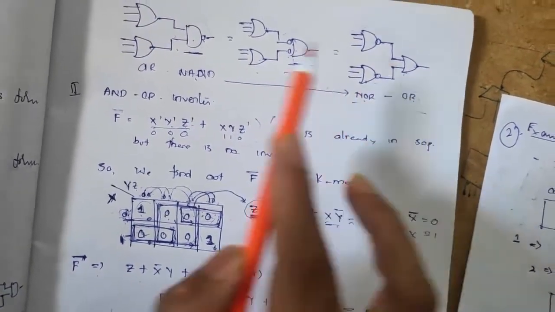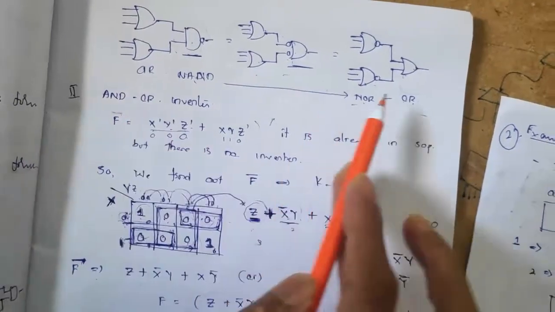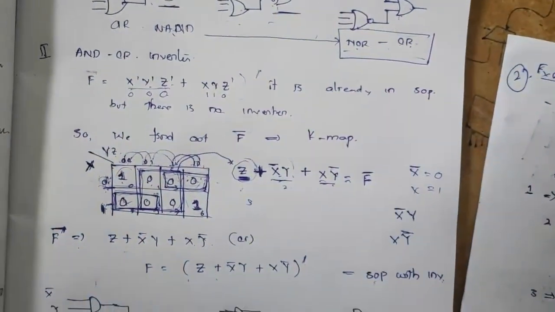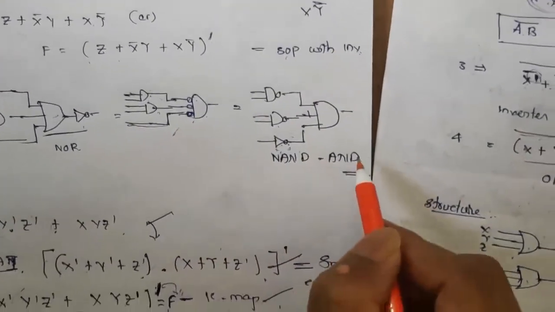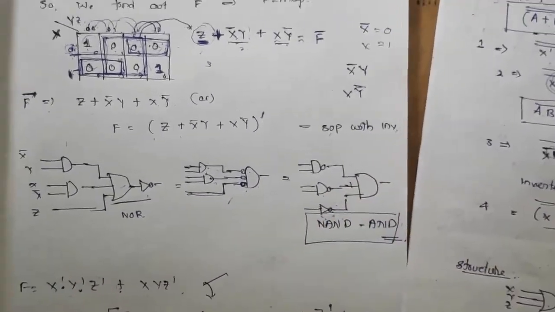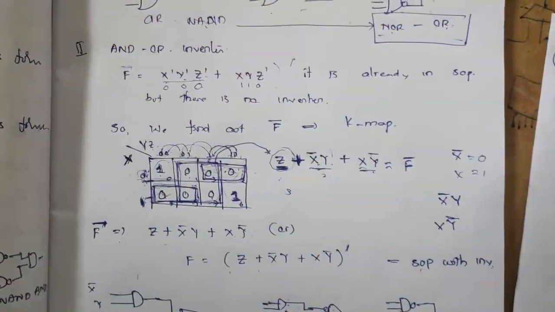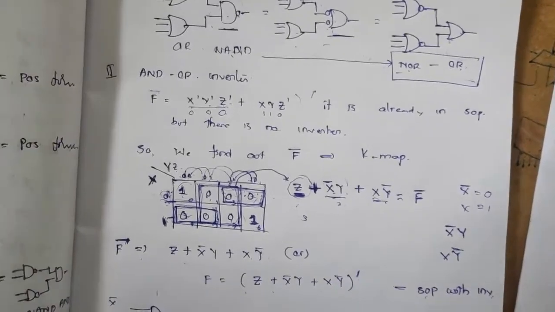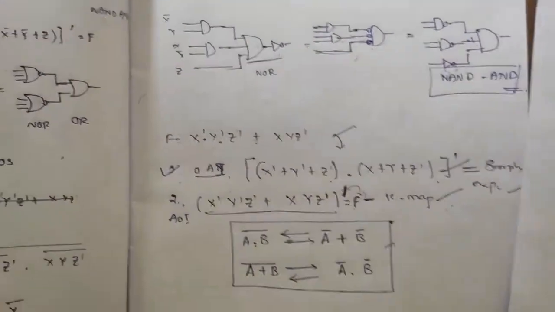Okay, so it will be first of all OR and OR for this thing. So second you will get here NAND and AND. Okay, don't forget these two things from the two implementation techniques. Hope it is useful to you.